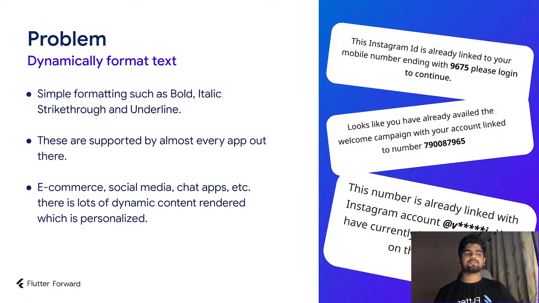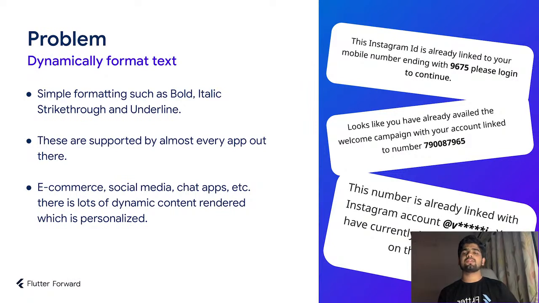Simple formatting such as bold, italic, strike through is supported by almost every app out there. In any app you see, there is some personalized content, and text related things that we can see being formatted on the fly, in apps like e-commerce, social media, chat apps. There is a lot of dynamic content rendered, as well as personalized. For an e-commerce app, for example, we can see an MRP text, and besides that there is a discounted text, and the MRP text is with the strike through.